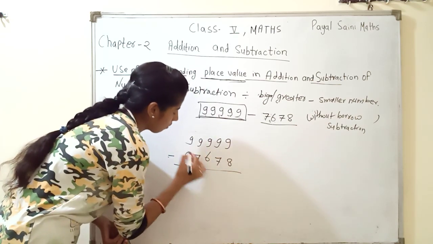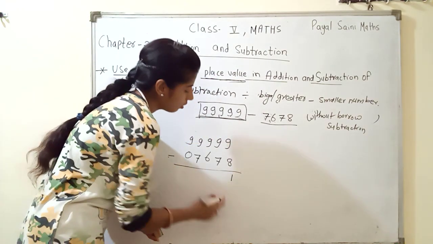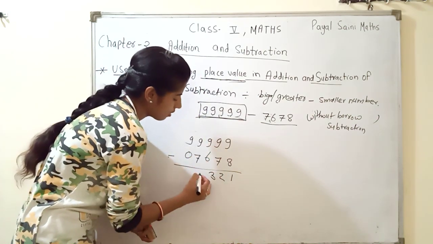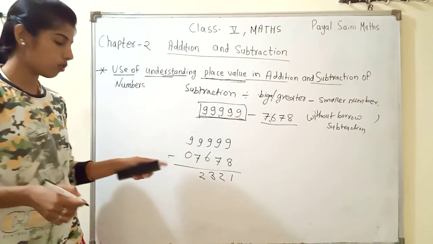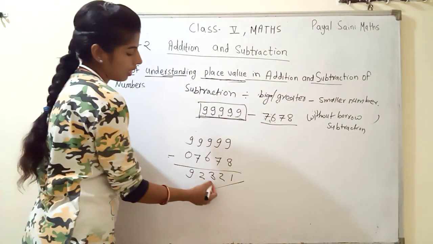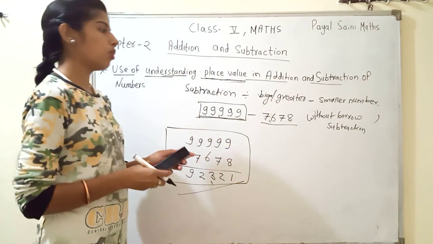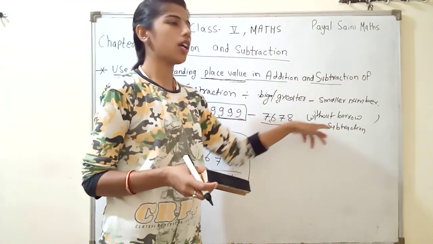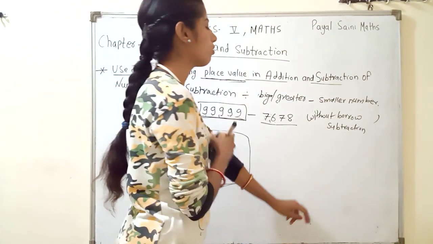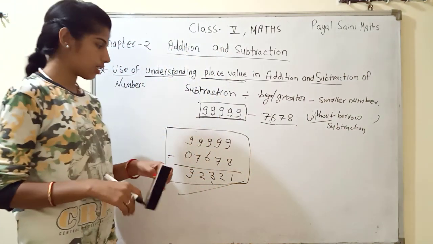And there is no number, then we put here 0. 9 minus 8, 1, 9 minus 7, 2, 9 minus 6, 3, 9 minus 7, 2 and 9 minus 0, then 9. Not here 0, it's 9. Then we can say, if your question is only asked to you, tell me whether it's without borrow or borrow subtraction, then we can see only the numbers. According to our numbers, we already say that it is without borrow subtraction.